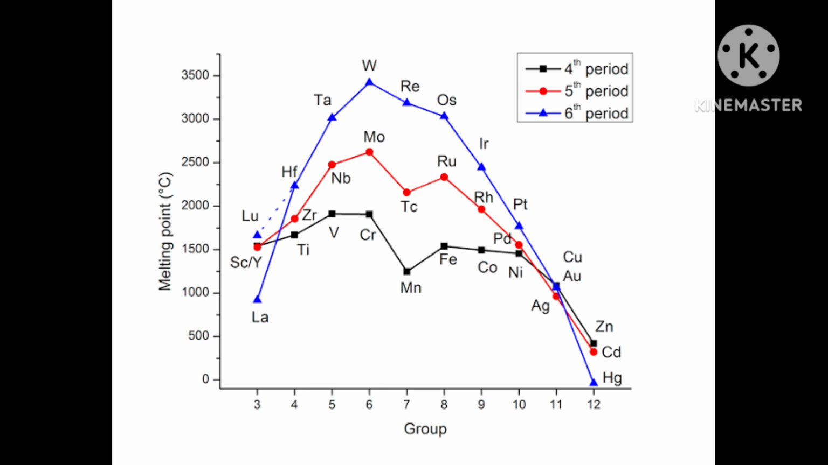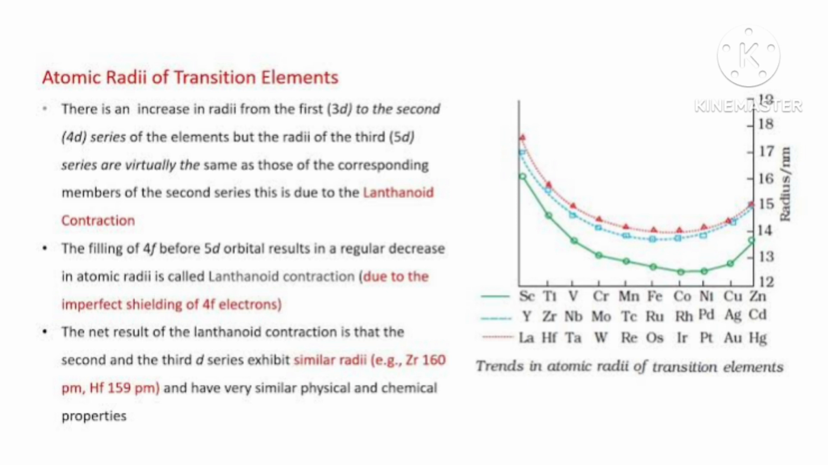The irregular trend, sometimes irregularity will be there. The irregular trend in the first ionization enthalpy of 3d metals, though of little chemical significance, can be accounted for by considering that removal of one electron alters the relative energies of 4s and 3d orbitals.